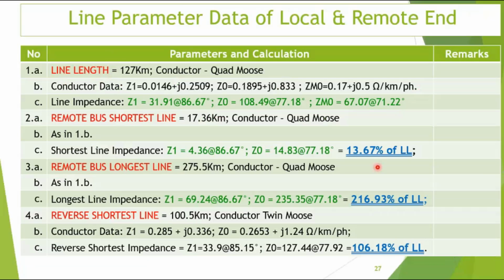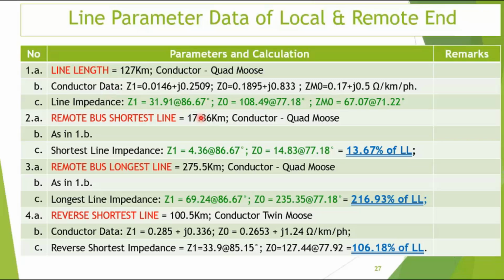Okay, now what is the first thing that we need to do? This is the line length and the parameters. So in order to calculate the settings, this one I am going fast because I will concentrate on the critical parts, not routine work. So I have the conductor data, I multiply it by my conductor length and get my Z1, Z0 and Z mutual.